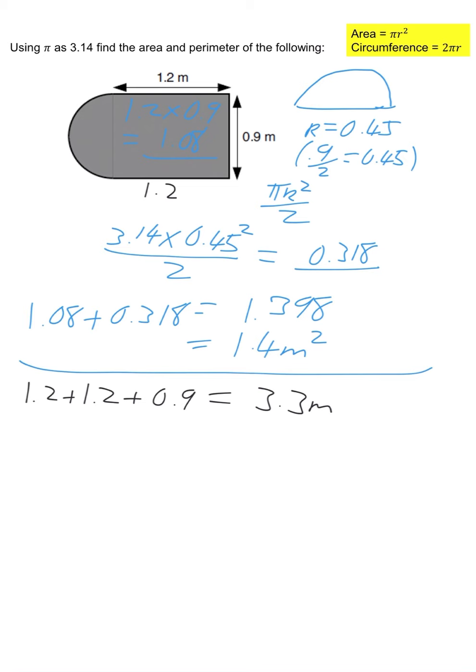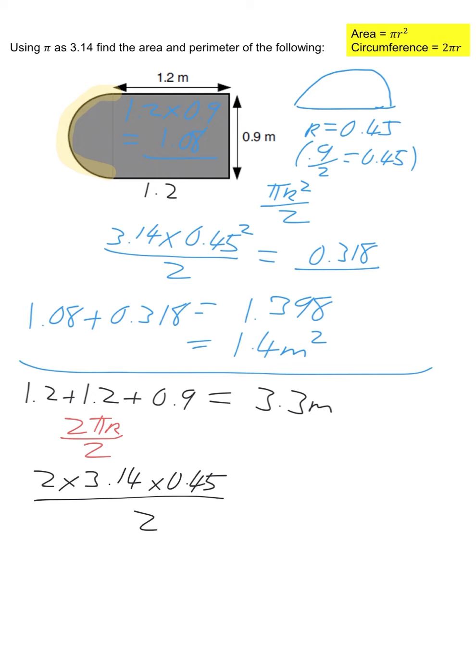But then we also have that curved part as well, that we need to find. And to do that, we're going to be using the circumference formula, which is 2 pi times radius. But again, it's half a circle, so we're going to be dividing that by 2. So we have 2 times pi, which is 3.14 in this question, times our radius, which we worked out as 0.45 earlier, all divided by 2 because it's half a circle. So then that gets us 1.413.